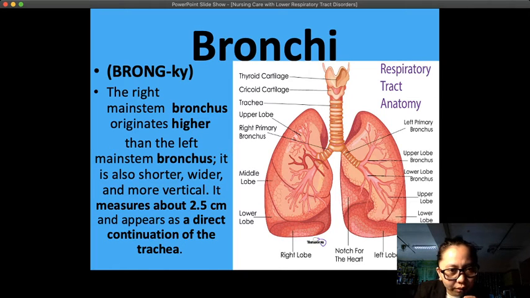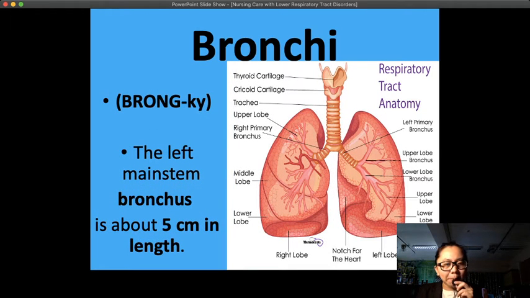Ito yung left. It is also shorter, wider, and more vertical. It measures about 2.5 centimeter and appears as a direct continuation of the trachea. Okay, so ito ang right, ito ang left bronchus. So mas maliit ang right primary bronchus, wider and more vertical. Okay?